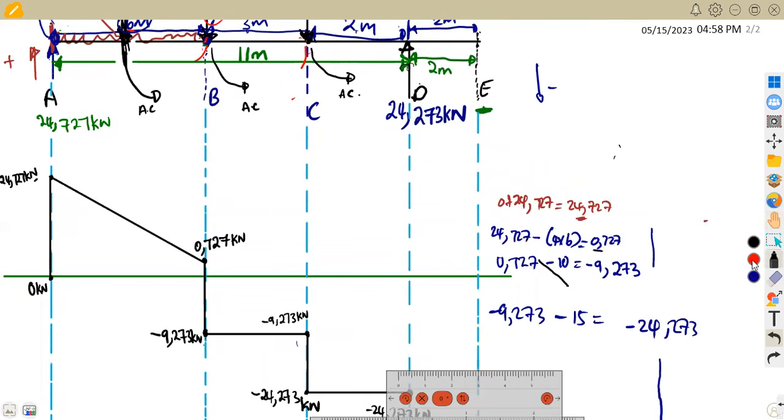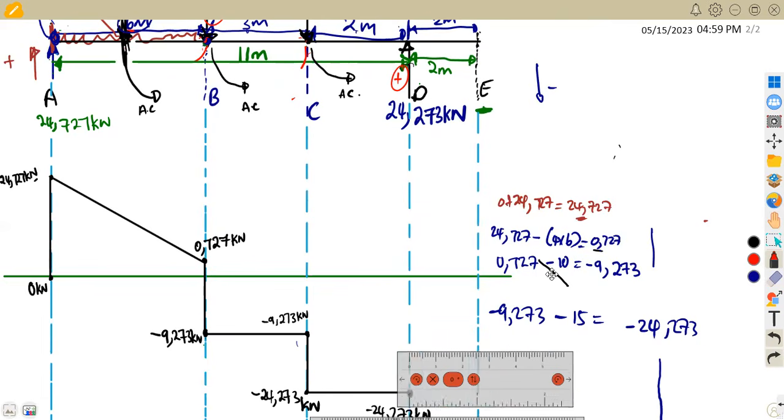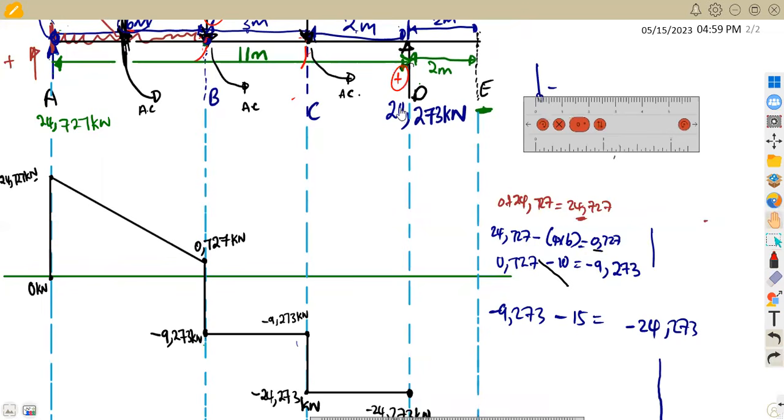D is representing a support. And a support, it's a positive. It is going up. It's a positive, just like A. So we are going to add, and we represent with a vertical line going up. That's a support. So we're going to add the support at D, 24,273.